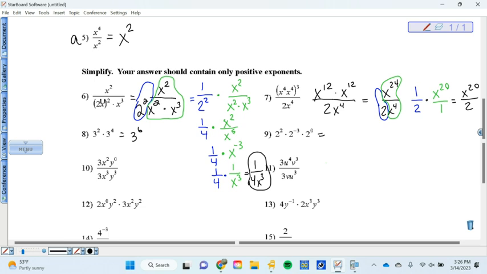So for number 9, what's my base? 2. And then what do I do with my exponents since I'm multiplying? I add them. What's 2 plus negative 3? What's negative 1 plus 0? Negative 1. So 2 to the negative 1. How do I write 2 to the negative 1? 1 over 2 to the first power, or just 1 over 2. And that's it.